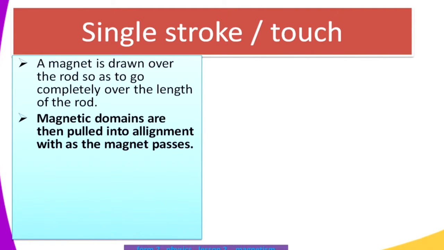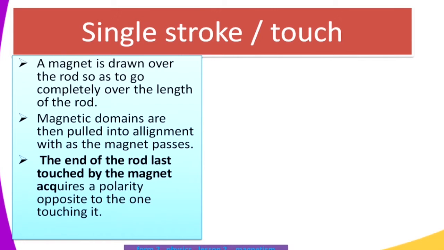The other thing that we have to note about single stroke is that the end of the rod last touched by the magnet acquires polarity opposite to the one touching it. So that end that was last touched acquires the polarity opposite to the one touching it. So if the last end was touched by the north pole, it is going to acquire the south pole. So let's have it here.